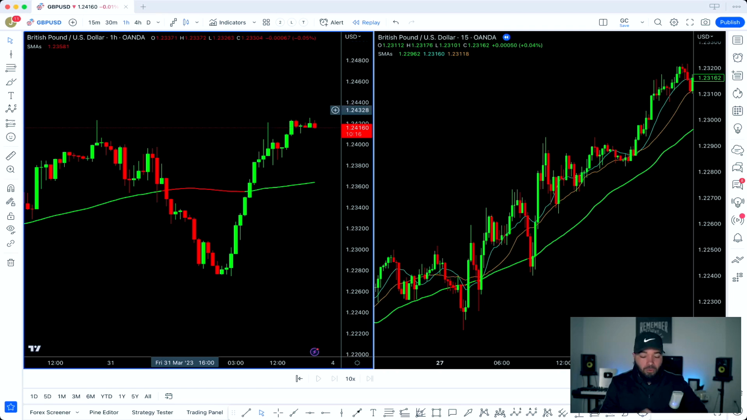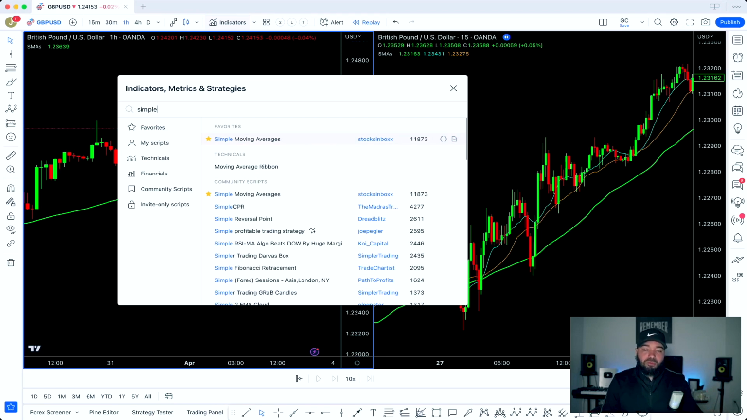The first thing I want to make clear: the indicators that you need are the simple moving averages. It has to be this one, if you're using TradingView. If you're using MT4, then you're going to have to layer 3 different moving averages. So you get the simple moving averages by stocks in box. It's very important that you use this one, because you get multiple indicators in one. That's if you're using TradingView, and they're all simple moving averages. There are no exponential moving averages.